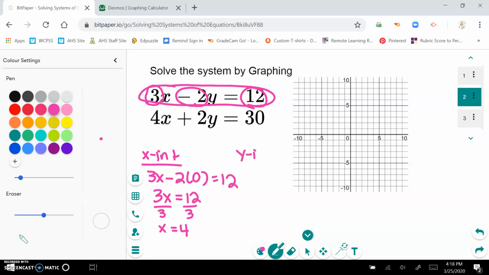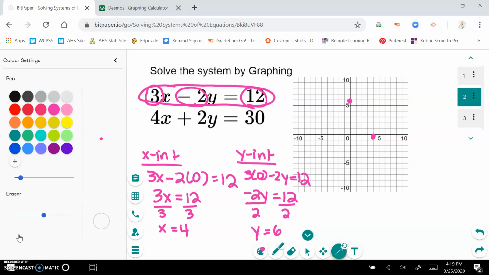And my y-intercept is 3 times 0 minus 2y equals 12. So -2y equals 12, divided by -2, so y equals -6. So I can find my x and y-intercepts very easily. Then I just plot my points at my 2 intercepts, and I'm going to use a nice line here. And really that should have an arrow there.